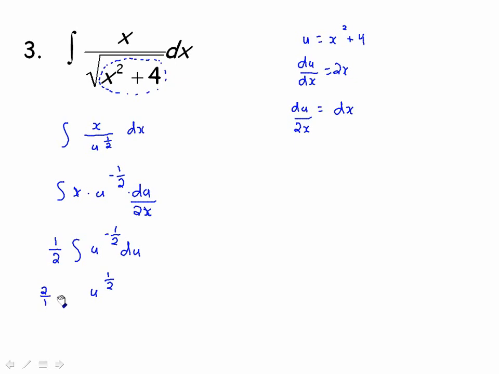I'll write that in. Most of you won't need that. 2 over 1 times 1/2 plus c. So those are going to go away, and we're going to get u to the 1/2 plus c, and then that's going to be square root. I'll put that in radical form. You don't need to do that. Of x squared plus 4 plus c. Now, if you have doubts about it, you simply differentiate the answer and see if it takes you back to where it is supposed to take you back to.